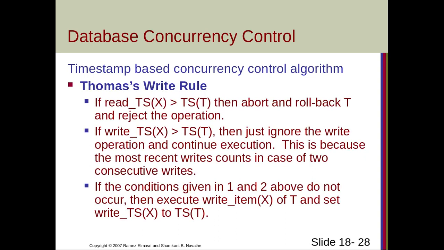This is the Thomas write rule regarding timestamp based concurrency control algorithms. The Thomas write rule is: if the read timestamp of X is greater than TS of T, then abort and roll back T and reject the operation. If the write timestamp of X is greater than TS of T, then just ignore the write operation and continue execution. This is because the most recent write counts in the case of two consecutive writes. If the conditions given in 1 and 2 above do not occur, then execute write item X of T and set the write timestamp of X to the timestamp of T.